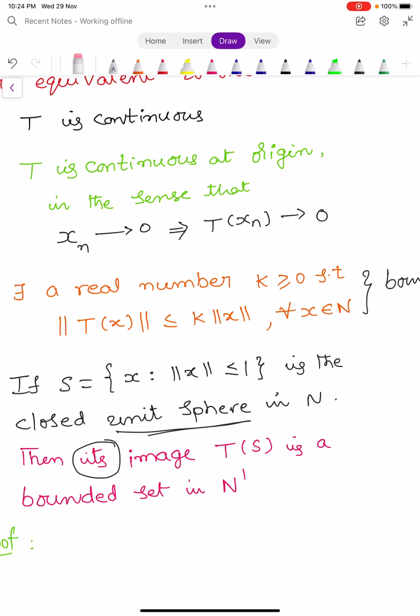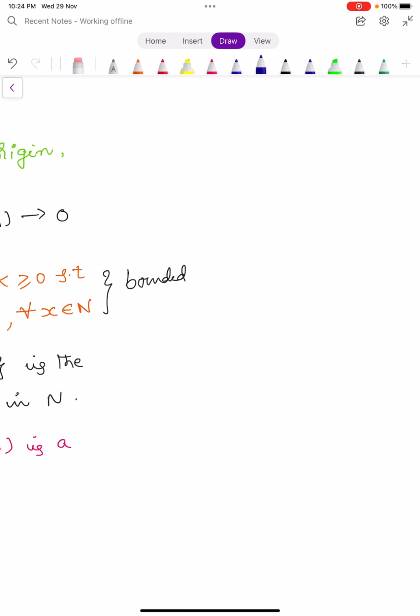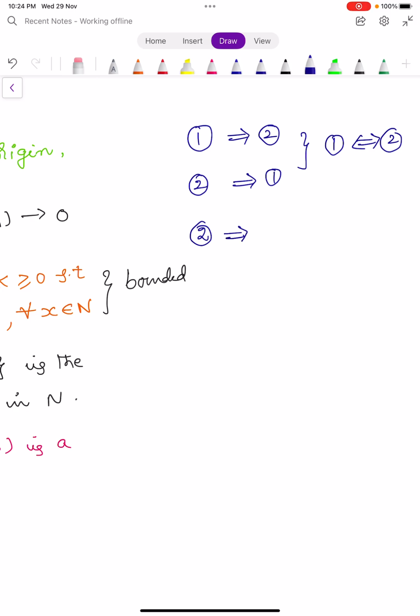So we prove this theorem like this. Condition 1 implies condition 2, and condition 2 implies condition 1. It means condition 1 implies and is implied by 2. And then we prove 2 implies 3, and then we prove 3 implies 2.